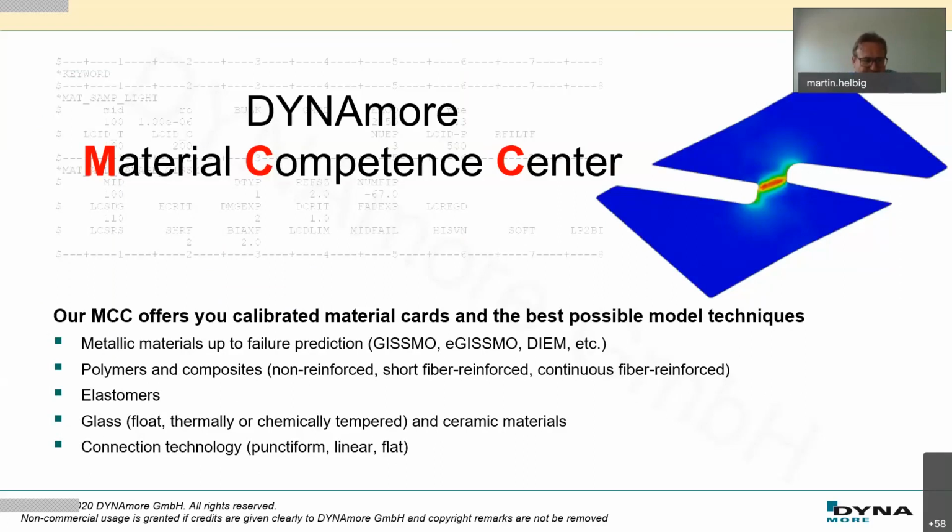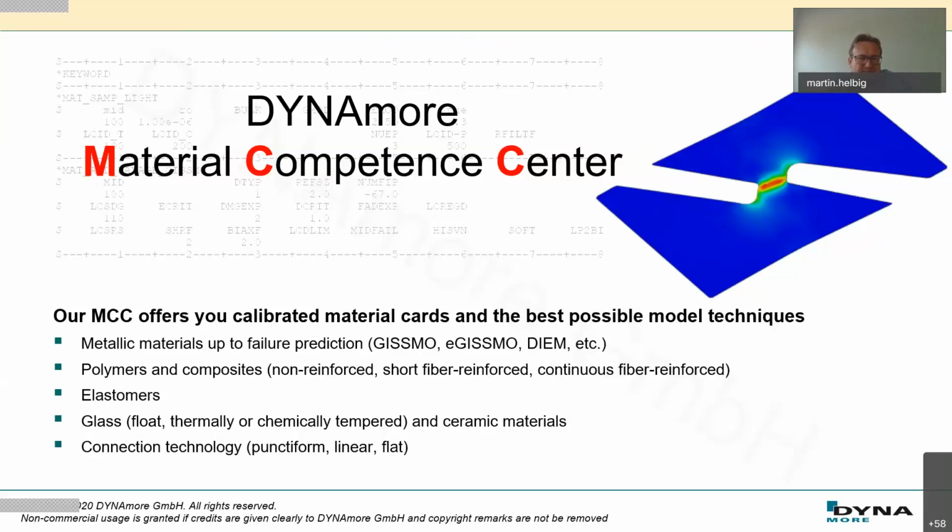After a while, the rooms at the office were too small, so we moved out last year to our new rooms here in Leinfelden-Echterdingen. When we moved, we also found a new name for our laboratory services. So this is right now the Material Competence Center, and the idea is that we offer you calibrated material cards and the best possible modeling techniques.